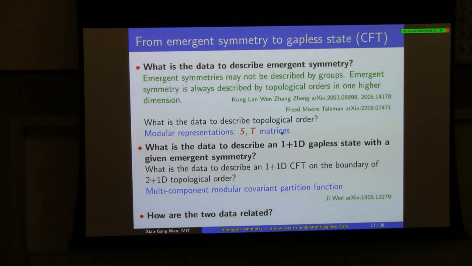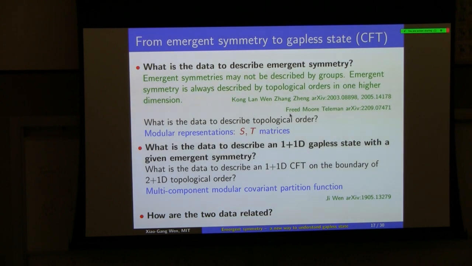And so here's some sketch. First we have to say what kind of data to describe emergent symmetry? Because here we say that the gapless states are described by emergent symmetry. And here we try to say that emergent symmetry are always described by topological order in 1+1 dimension. So this question became what data we should use to describe topological order in 1+1 dimension, quantitatively.